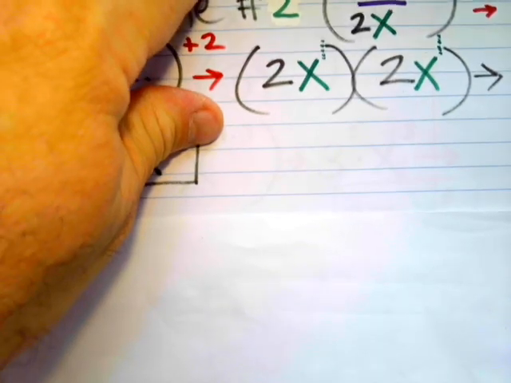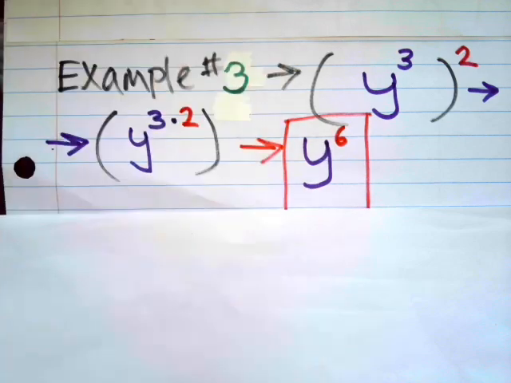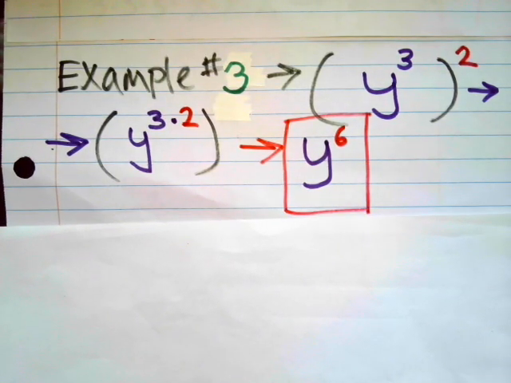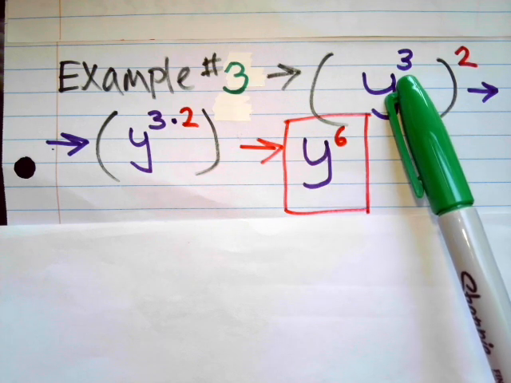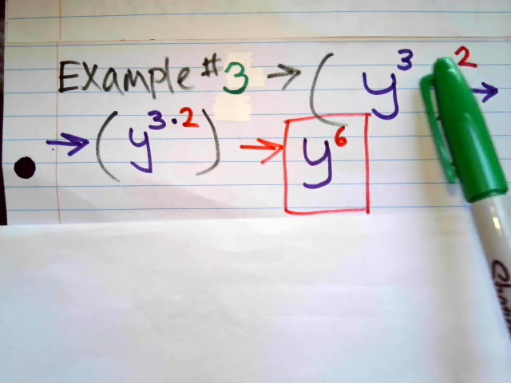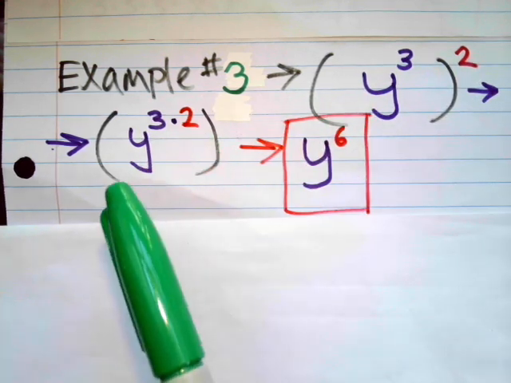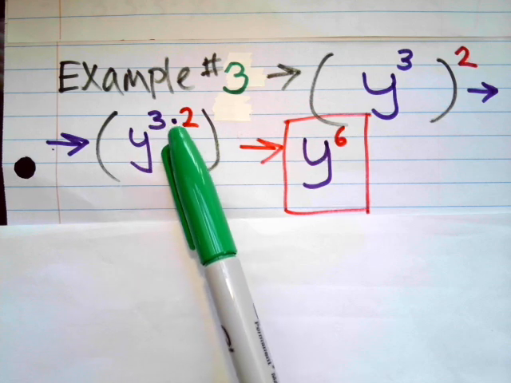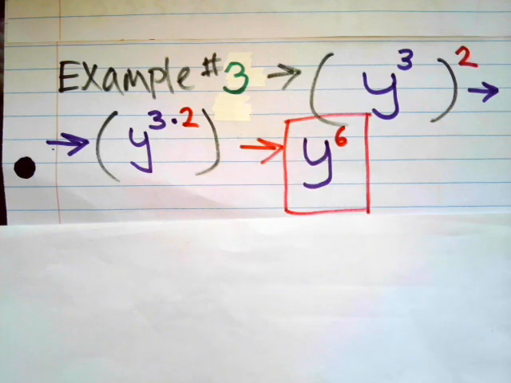I got one more I'd like to show you, and this is example number 3. This is really one of the simplest examples I could show you. We have y cubed raised to the power of 2, or y to the third power raised to the power of 2. Remember, the rule is you can multiply power to power, so 3 times 2. I show you here in the next step, y to the third power times 2. What's 3 times 2? It's 6. The answer for this problem is y to the 6th power.